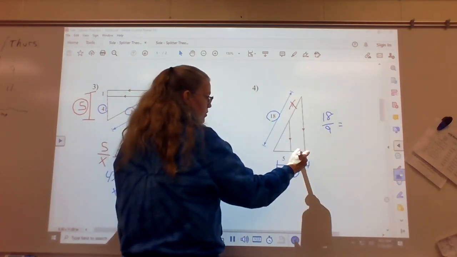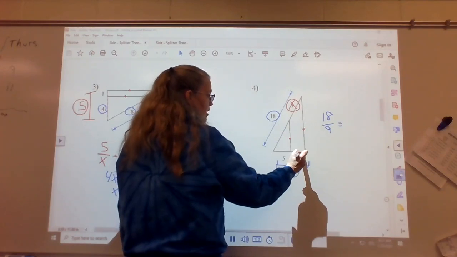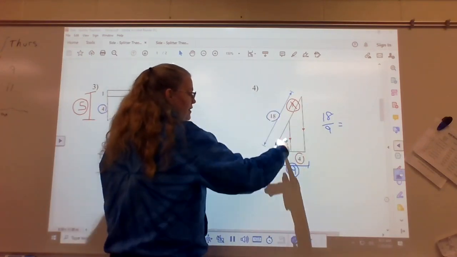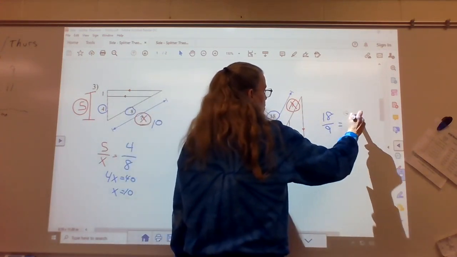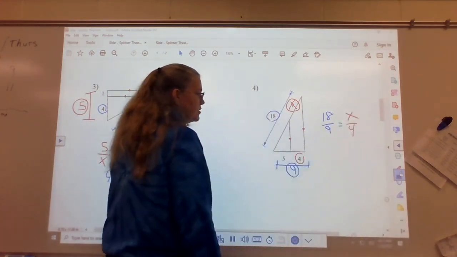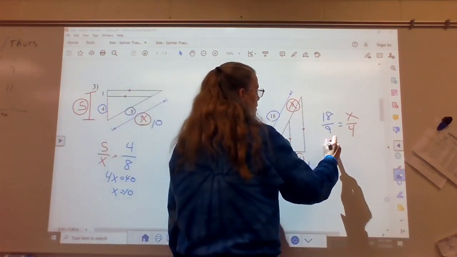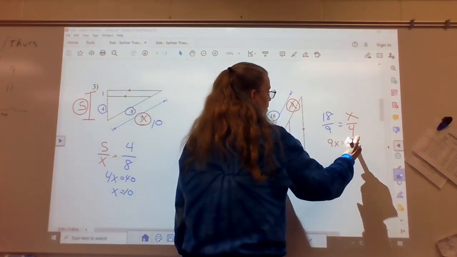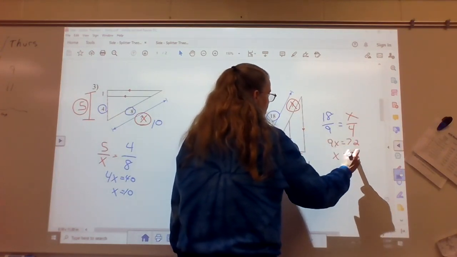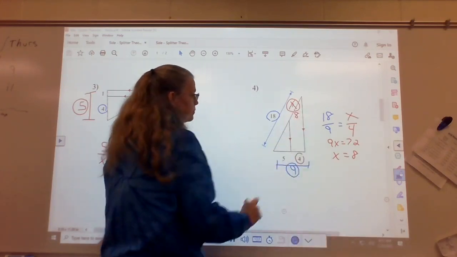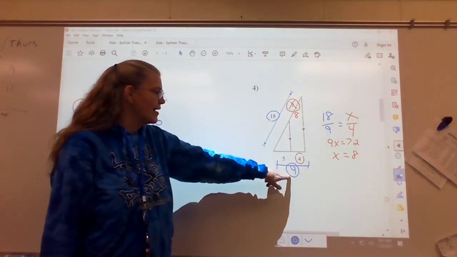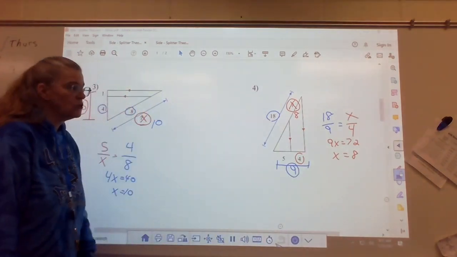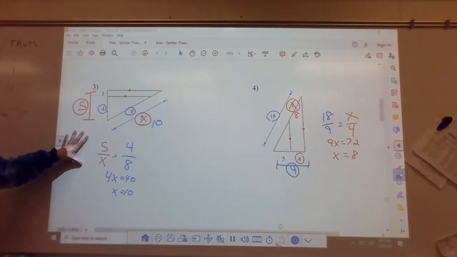That's going to line up with the 4. So X lines up with 4. Again, 18 to 9, I'm going this way. X over 4, I'm still going that way. So X over 4. There's my setup. So 9X equals 72. X equals 8. So this would be an 8 here. 4 is twice as big as 8, 9 is twice as big as 18. So it worked out. So there's 3 and 4.